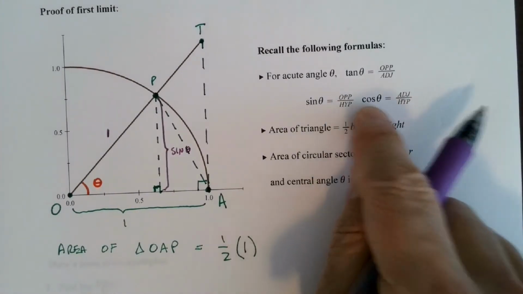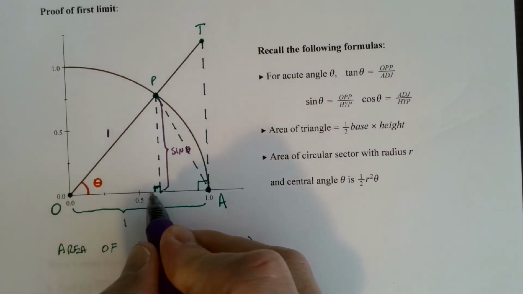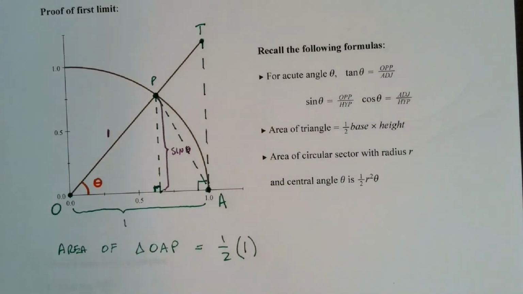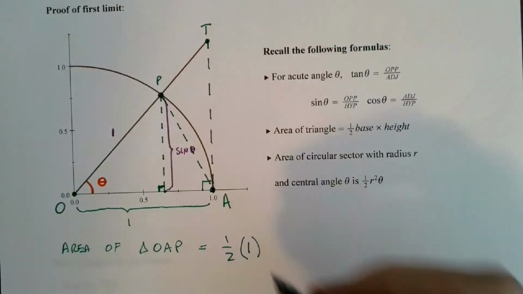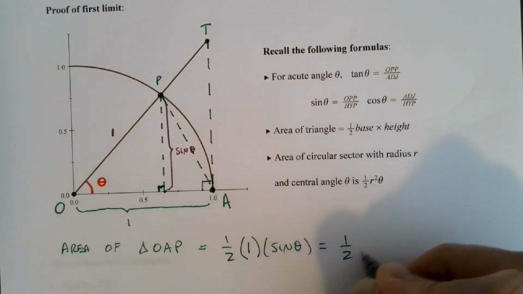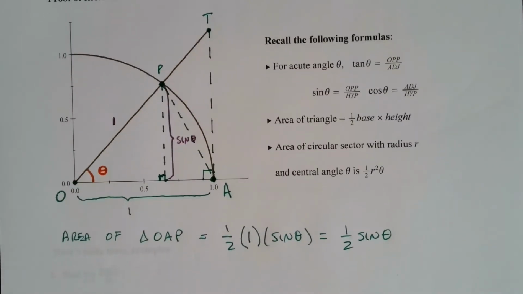Similarly, cosine of theta is adjacent over hypotenuse, so cosine of theta will be this length over 1, and so this length is cosine of theta. Okay. Not going to need that for this triangle, though. I just need the height, which is indeed equal to sine of theta. So this is just 1/2 sine theta is the area of this triangle OAP.